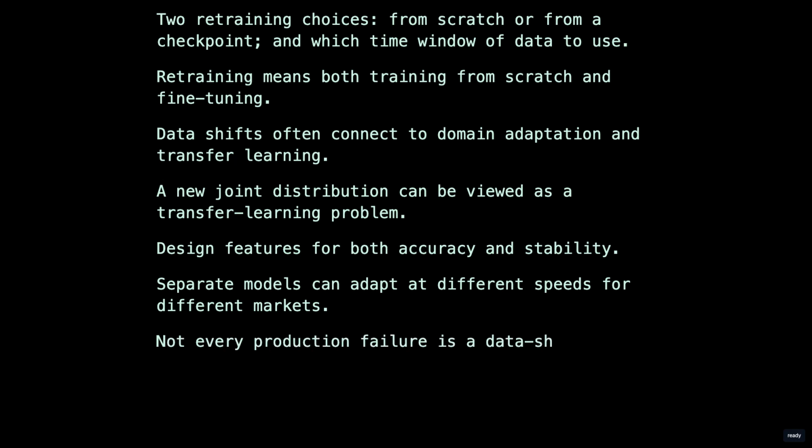One more caution matters before leaving this topic. Lower production performance does not always mean the data changed. Human errors can create failures too. And in those cases, the first job is to find and fix the operational mistake, because identifying the cause can be harder than spotting the drop in metrics.